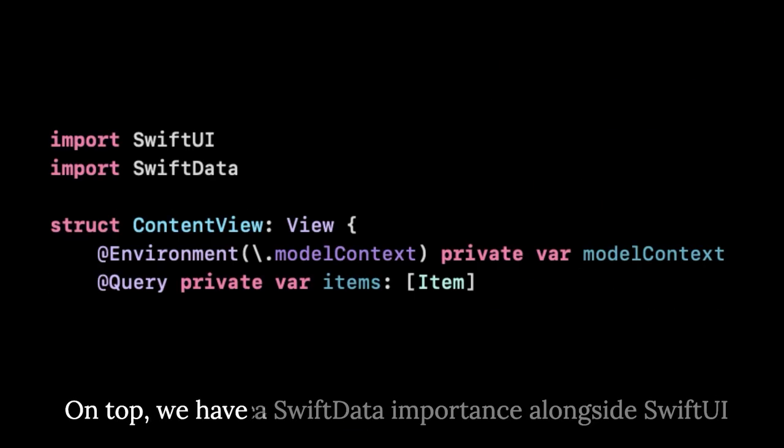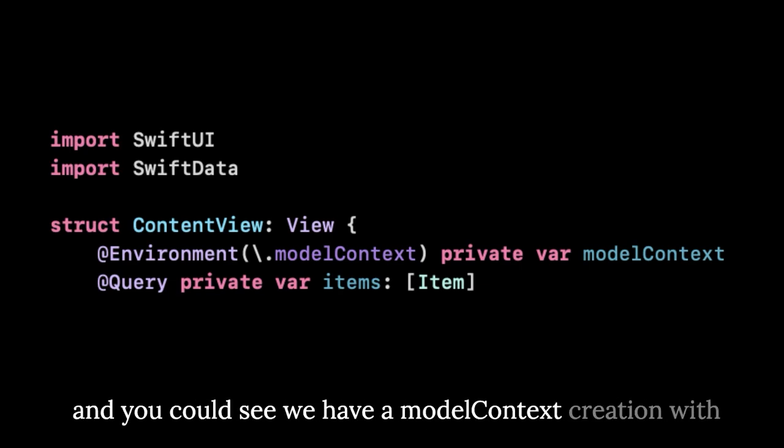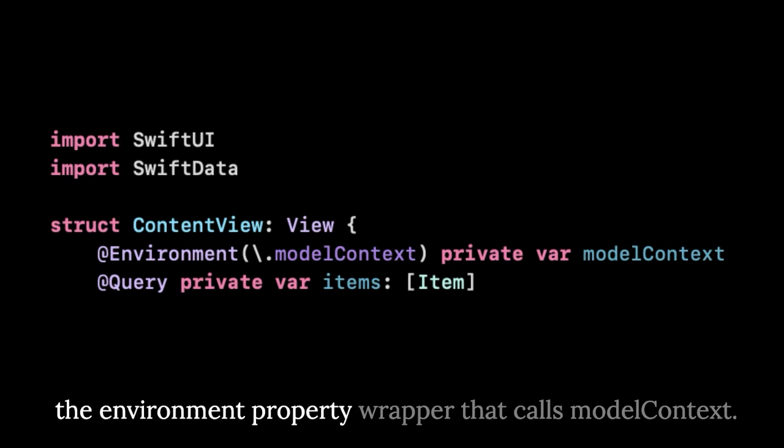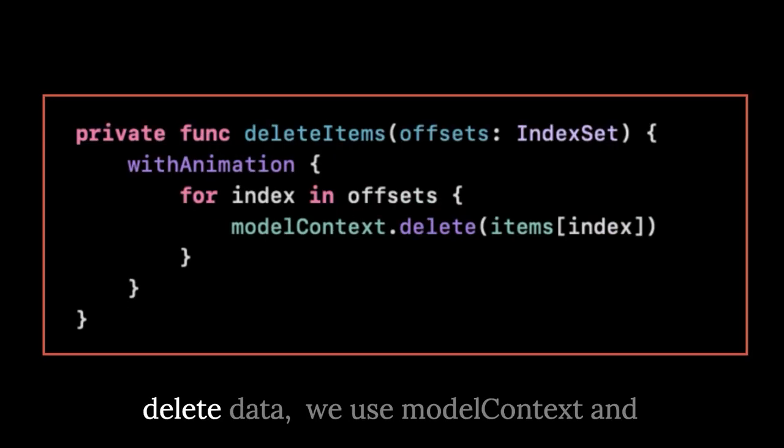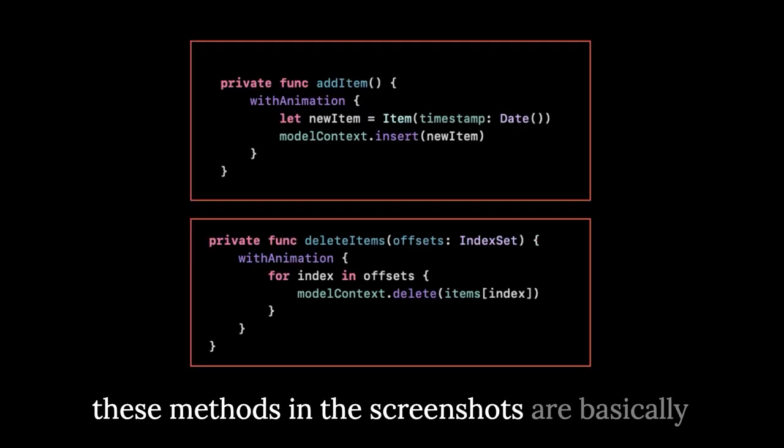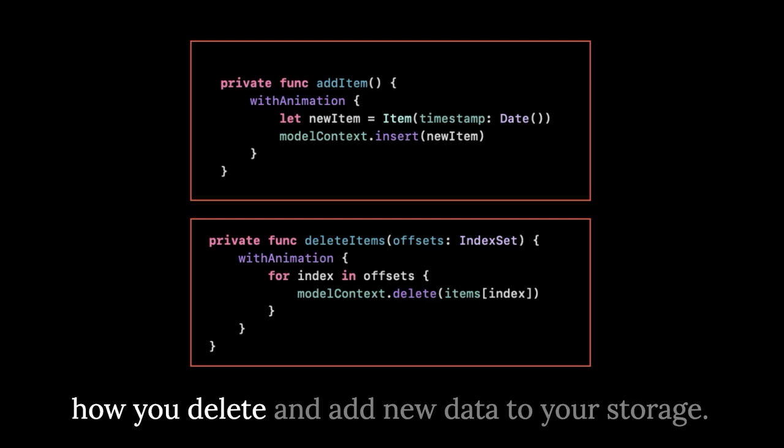To get back to the default example, let's continue with the view. On top, we have a SwiftData import alongside SwiftUI, and you can see we have a model context creation with the environment property wrapper that calls modelContext. Context is something that helps you interact with the data itself. To save data or delete data, we use the model context. And these methods in the screenshots are basically how you delete and add new data to your storage.